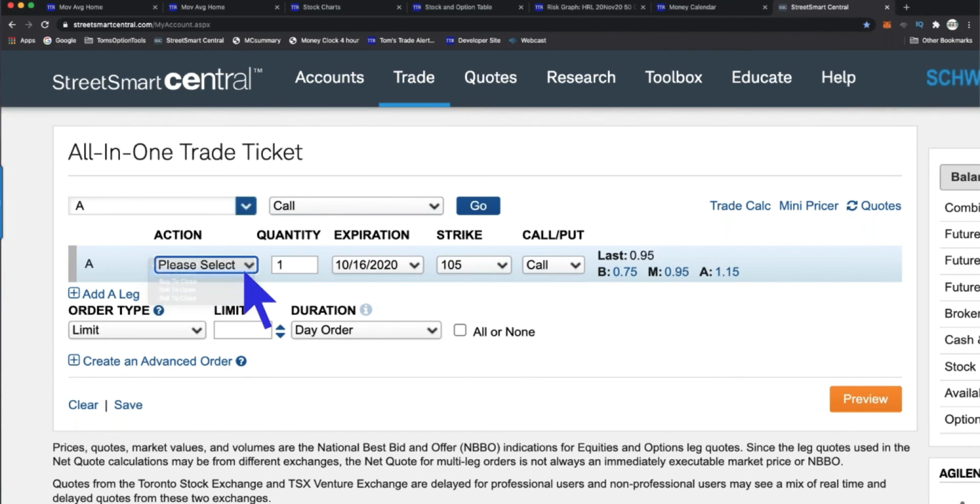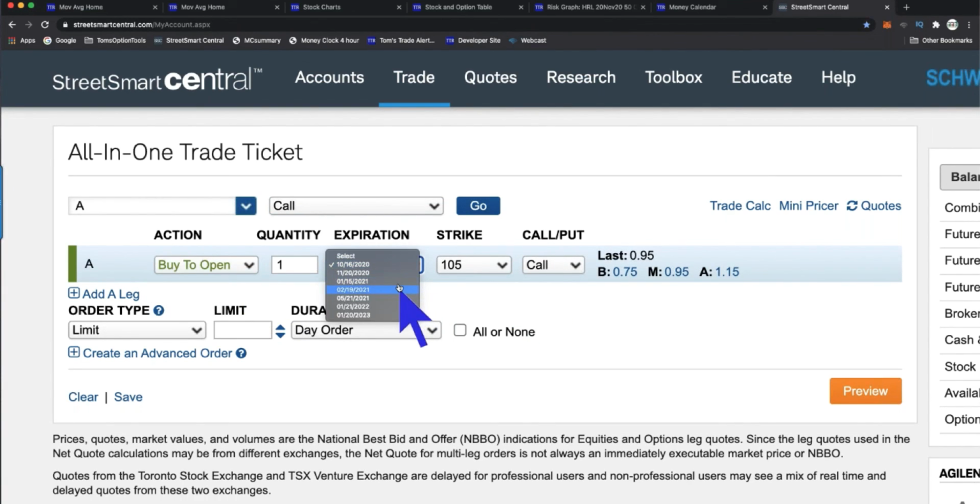So Agilent Technologies, the 105 calls going out to 11/20. Now, Agilent only has options that happen on the third Fridays, but the 105s are trading for $4.10. Right? Here's the problem I see.